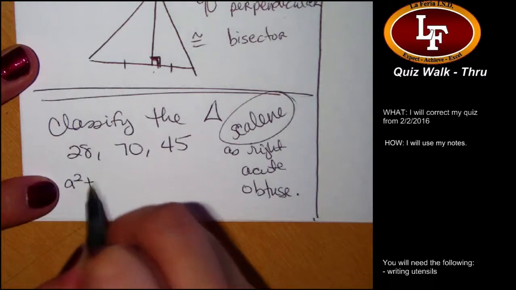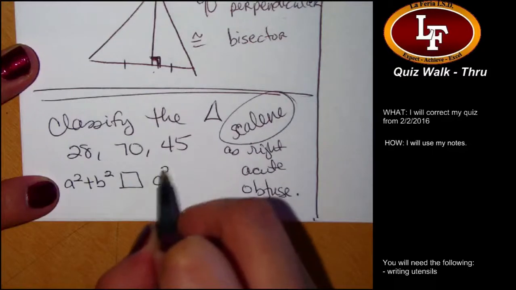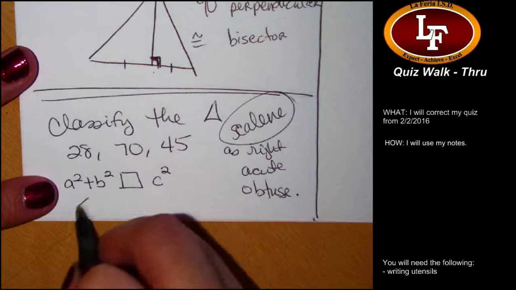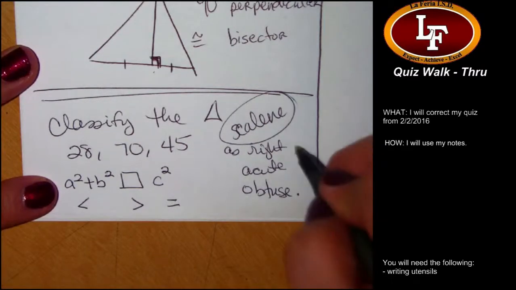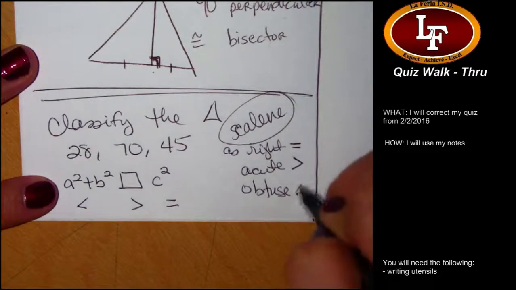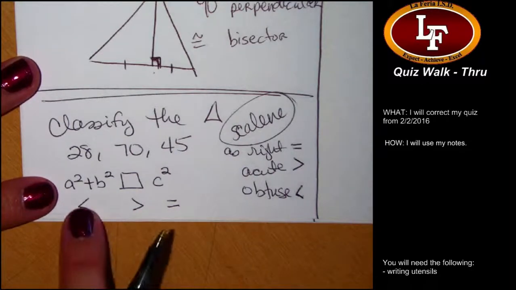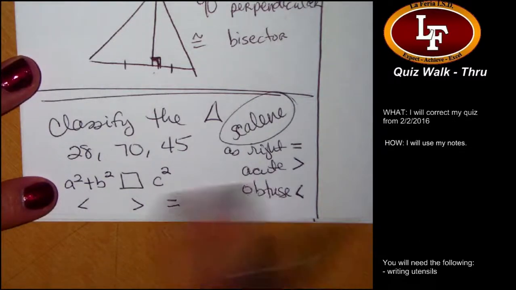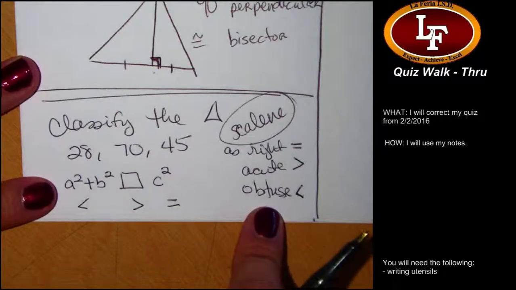We're going to look at a squared plus b squared. See how this value relates to whatever we get when we square c. There's three options: less than, greater than, or equal to. And they refer to one of these three choices over here. If they're equal, it's right. If the a squared plus b squared side is greater than the c squared side, it's acute. And if it's the other way around, less than, it's obtuse.